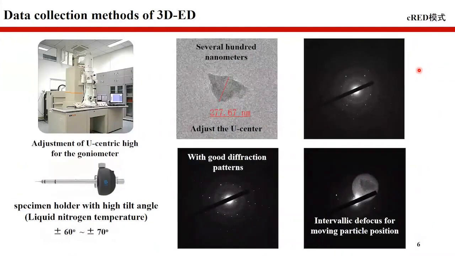Here is a real example about the 3DED data collection. When we find a crystal of interest, typically it should have a regular shape, and the size is about several hundred nanometers, like 200 nanometers to 500 nanometers. Then we will adjust the eucentric height to ensure the position stability during the rotation, and check the diffraction pattern is okay.